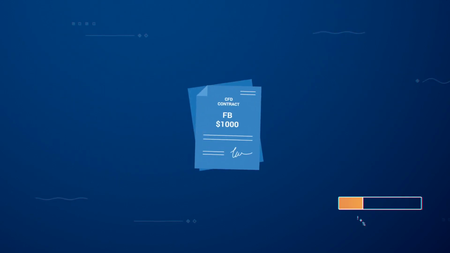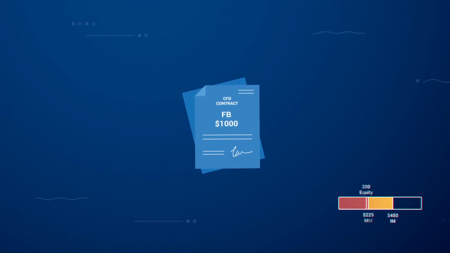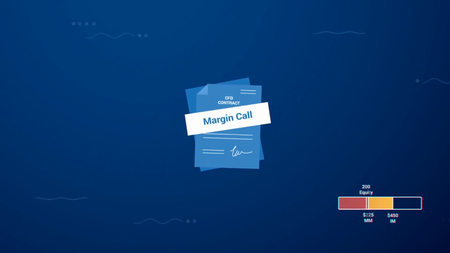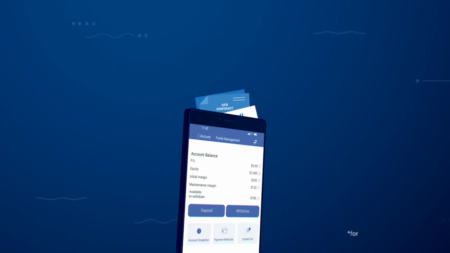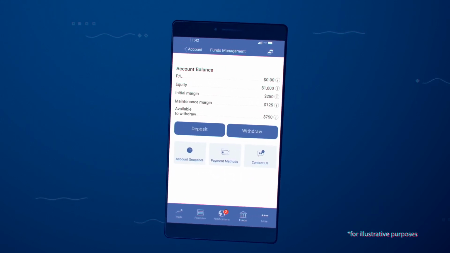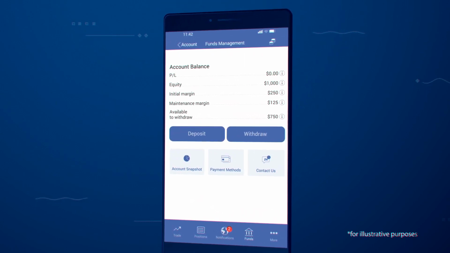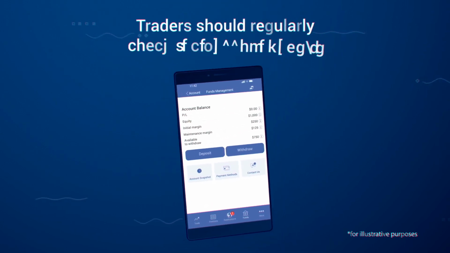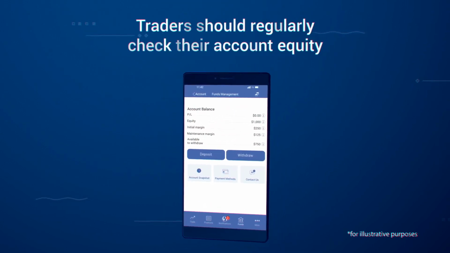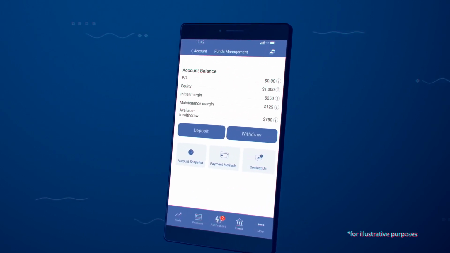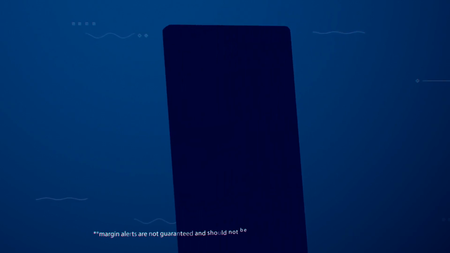If the value of your trade changes suddenly and you can no longer satisfy the maintenance margin, the position will be closed automatically by margin call. Remember, unexpected market movements can lead to unexpected margin calls, and notifications are not guaranteed. Traders should regularly check their account equity to ensure that they have the amount required to maintain their open positions.